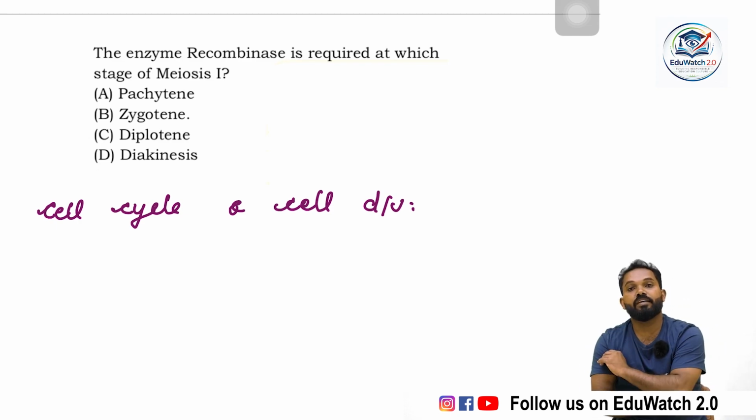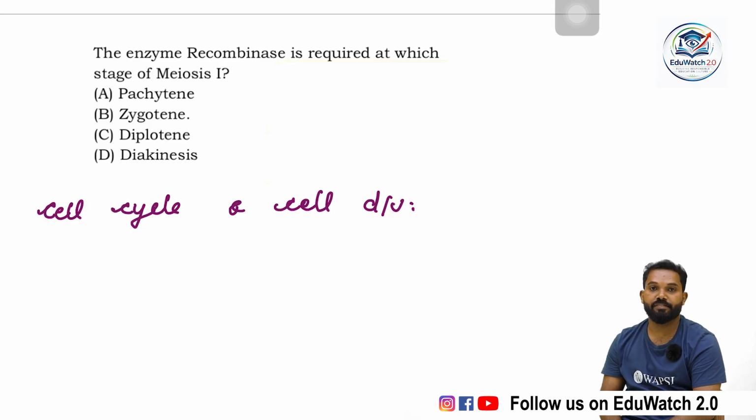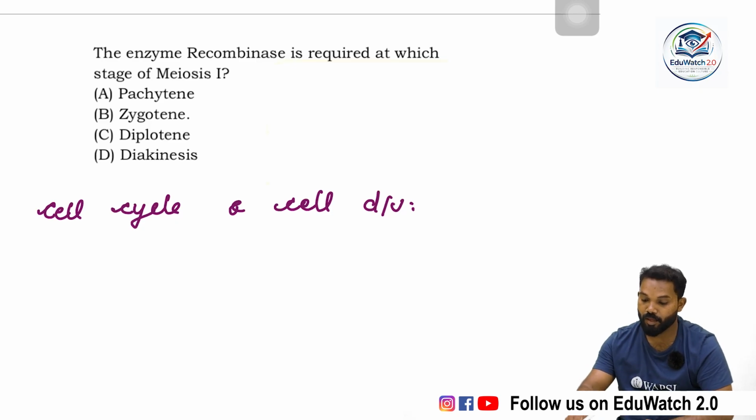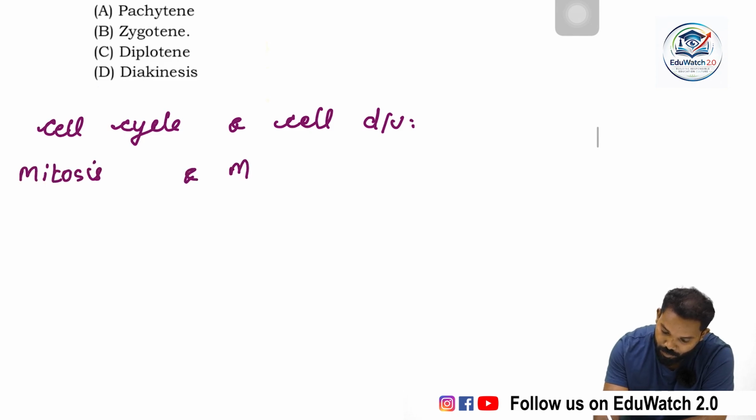It is because it is related to all the other chapters, such as cells, the unit of life, then biomolecules, and the most important chapters such as genetics 1 and genetics 2. So, cell cycle and cell division. In this chapter, there are two types of cell division process, mitosis and meiosis.